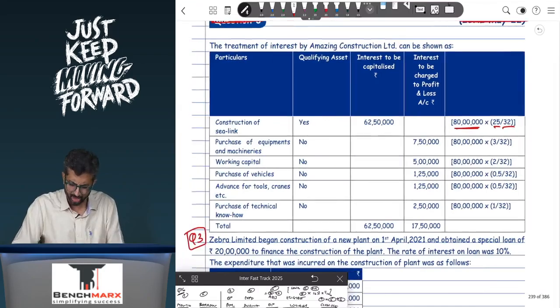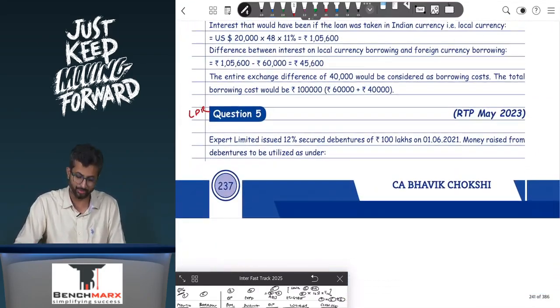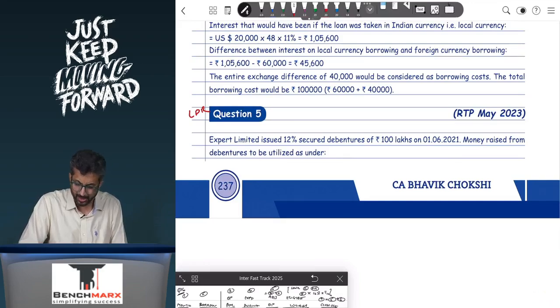That is one thing. Then question 3 starts over here. There's nothing new per se over here. Question 4 is on that foreign exchange. Question number 5 is similar.